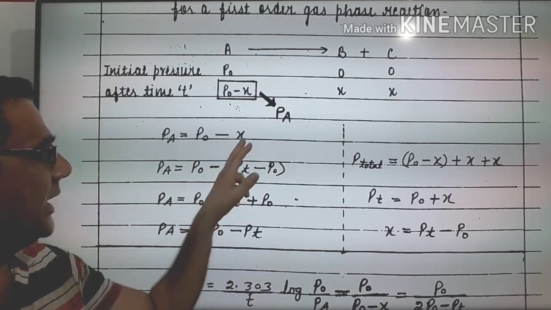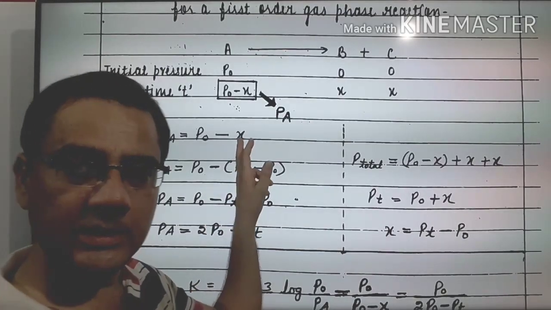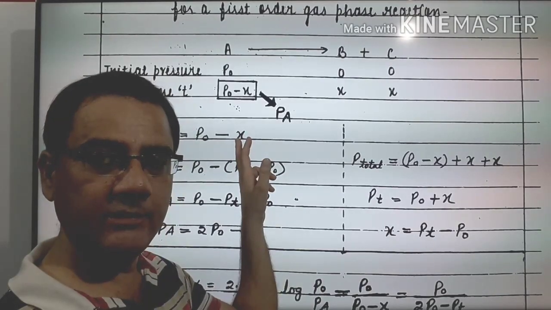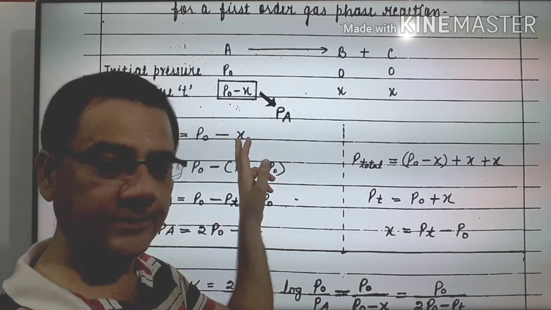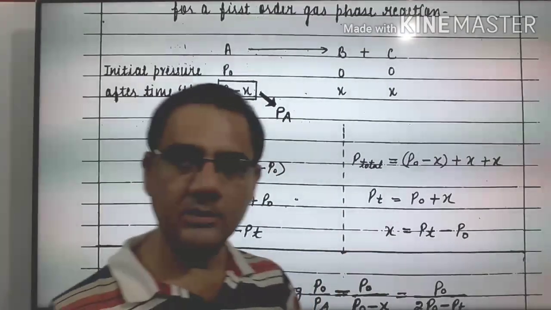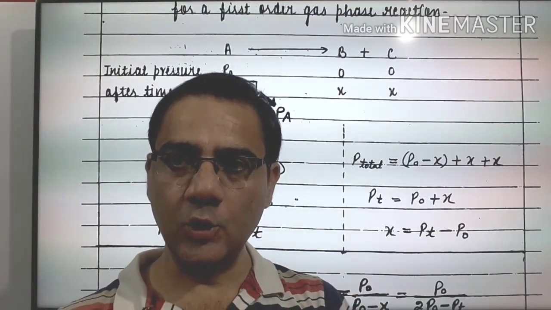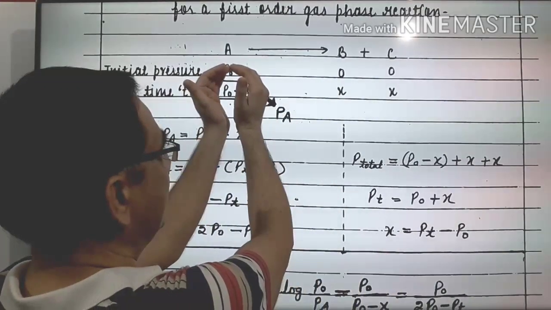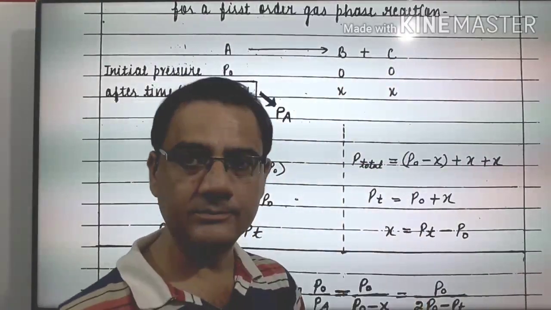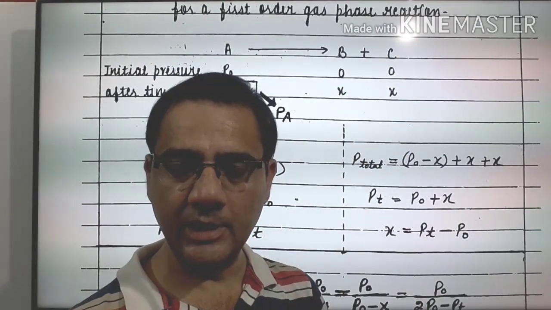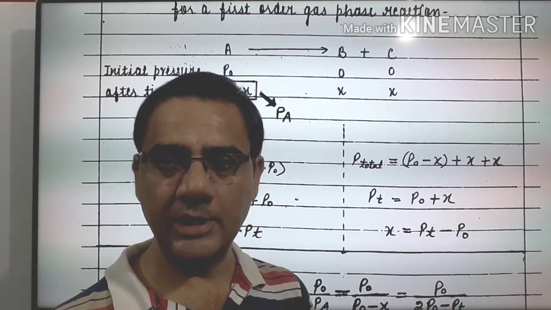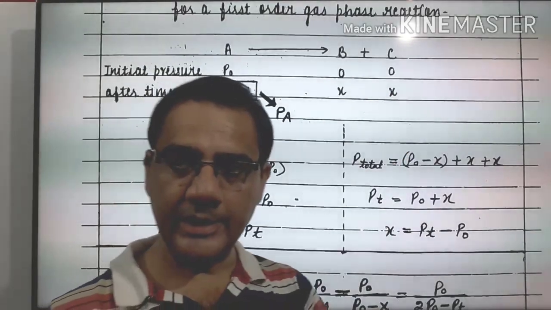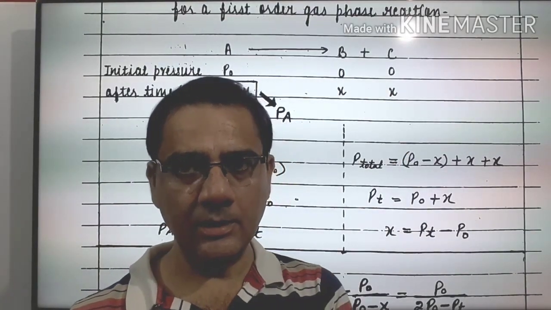So P initial, x is the consumed part. If in the numerical this consumed part is given directly, it's okay. Otherwise, if it is not given directly, then we have to calculate. कैसे? एक पर्टिकुलर टाइम के बाद जिस डब्बे में ये रिएक्शन हो रही है उसका टोटल प्रेशर कितना होगा? P टोटल. तो उसका टोटल प्रेशर होगा ये बचा हुआ प्रेशर और ये बना हुआ प्रेशर. 20 मिनट रिएक्शन प्रोसीड की तो 20 मिनट्स के बाद में जो टोटल प्रेशर है वो कितना होगा? ये P initial minus x plus x plus x. रिएक्टेंट का बचा हुआ प्रेशर, प्रोडक्ट का बना हुआ प्रेशर.